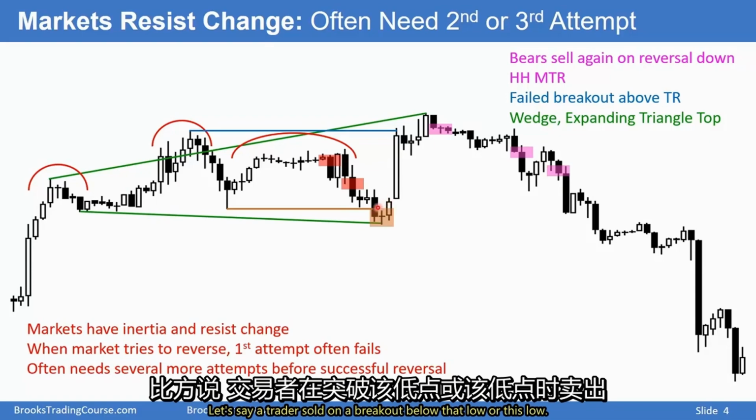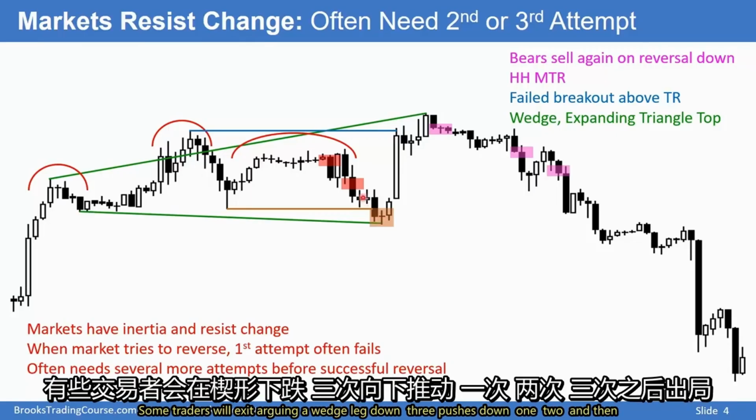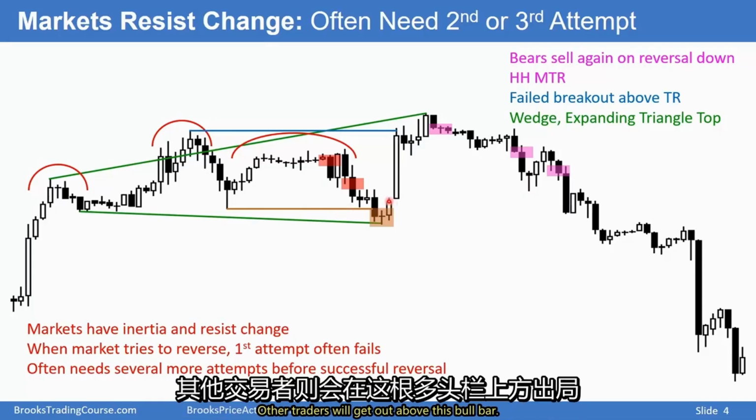Let's say a trader sold on a breakout below that low or this low. They get filled here or somewhere in here. And then they see this doji bar. Some traders will exit arguing a wedge leg down, three pushes down, one, two, and then three. And then the market's reversing up at the bottom of a trading range. Other traders will get out above this bull bar.